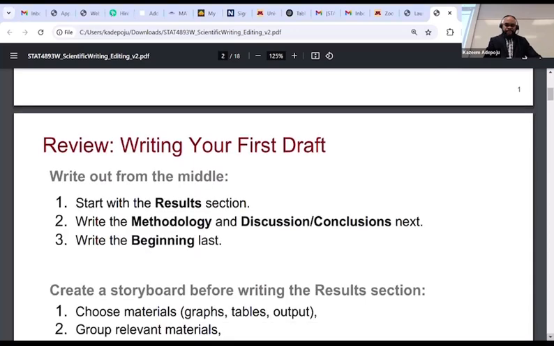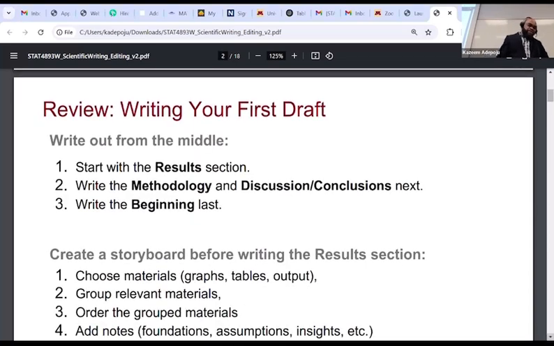So let me tell you this. One effective way to achieve what I just mentioned, improving clarity and efficiency, is to write first from the middle. I'm going to say that again. Write first from the middle strategy.